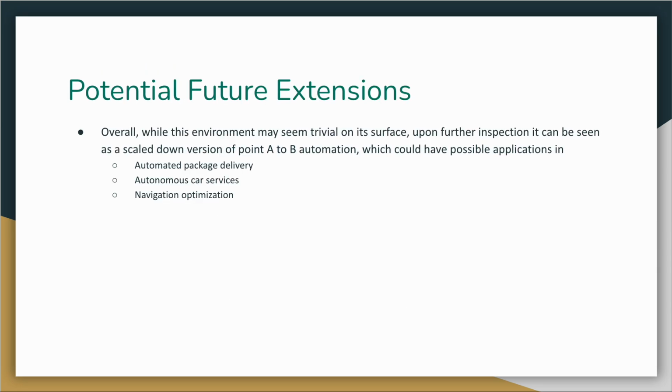In terms of looking forward and potential future extensions for this possible run, overall, while this environment may seem trivial on its surface, upon further inspection, you can see that it is a scaled down version of point A to B automation, which could have many possible applications in automated package delivery, autonomous car services, navigation optimization, etc. And so you can see that this is a very impactful project. It allowed us to learn a lot about Q-learning, epsilon decay, parameter tuning, etc. And you can read all about it more in our write-up.